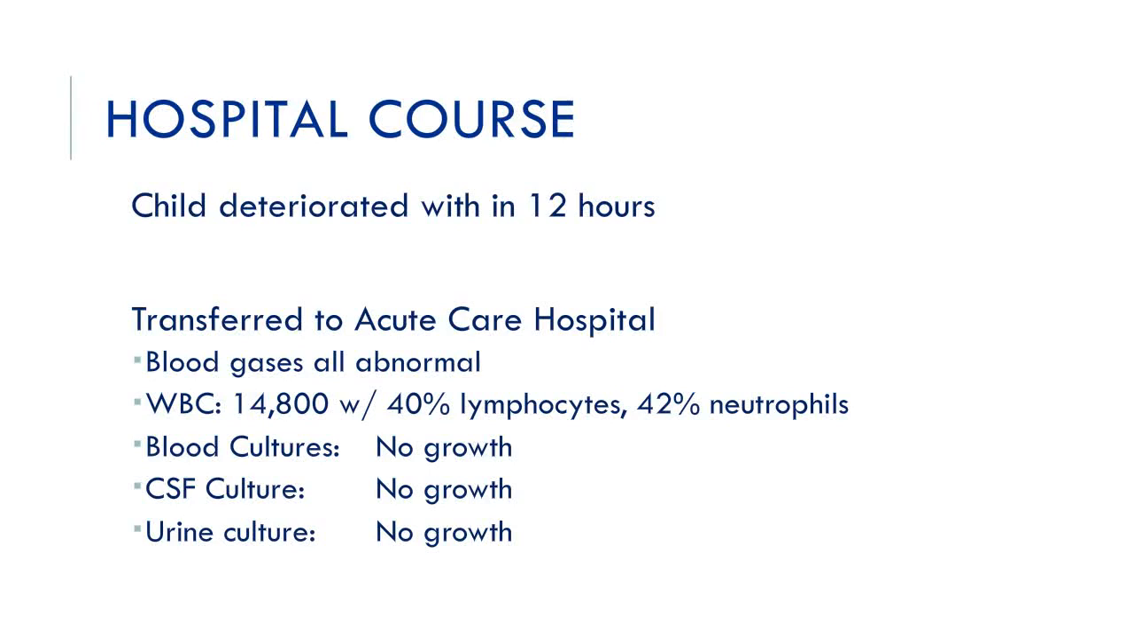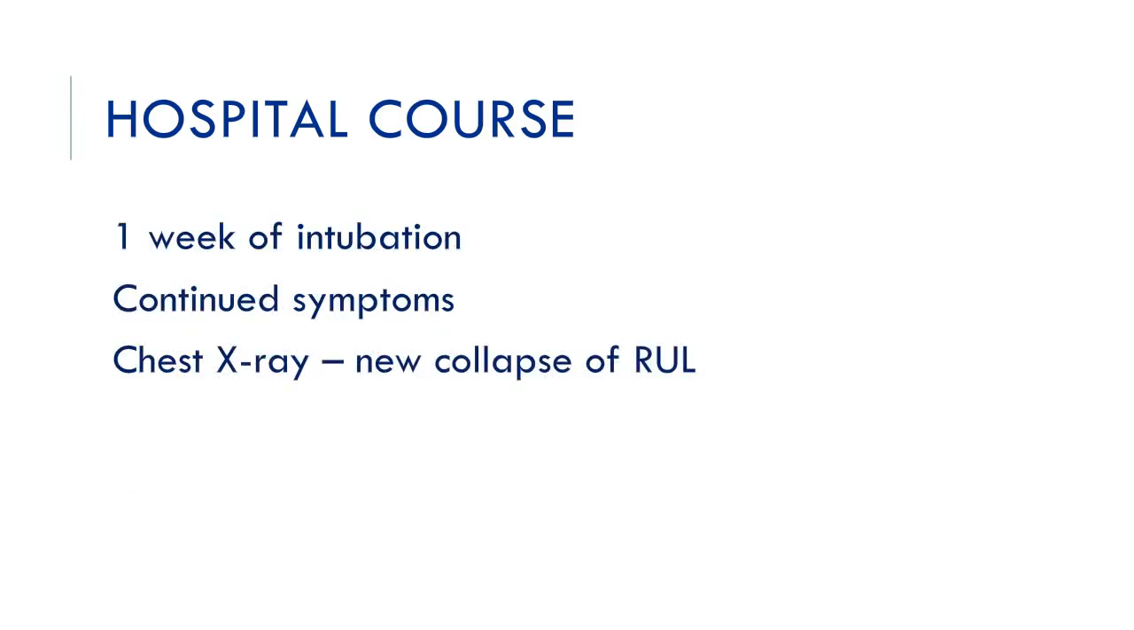At this point, at the acute care hospital, the blood gases were all abnormal. White blood cell count was elevated with 40% lymphocytes and 42% neutrophils. Blood cultures, spinal fluid culture, and urine culture were all no growth. The child initially had 1 week of intubation, but his symptoms continued. They did a new chest x-ray, and at that time it was found that he had a new collapse in his right upper quadrant of his lung.